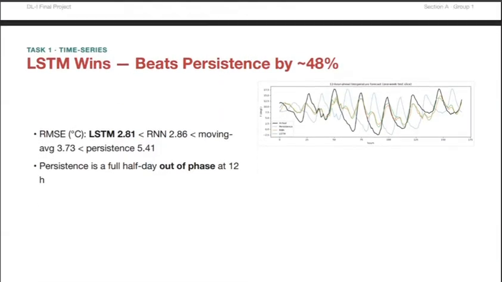Starting with understanding why LSTM beat the other models. LSTM won mainly because, as I said, it has much more memory bandwidth as compared to the traditional recurrent neural network, and it beats persistence by 48% because there was no learning involved there. It was just pure prediction on the basis of probability. LSTM's root mean squared error was approximately 2.81 as compared to 2.86 with RNN, and much better than the persistence baseline model. Persistence is a full half day out of phase at a 12-hour window.